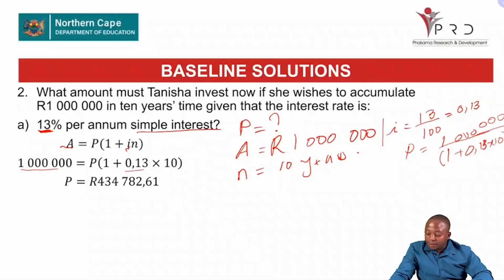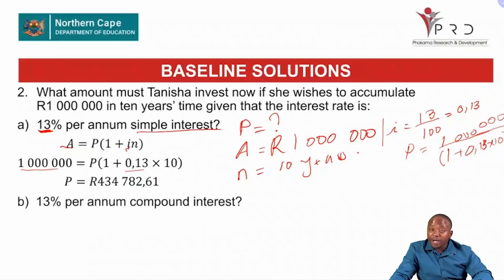Now let us see number B. So number B says Tanisha still wants to accumulate 1 million in 10 years' time. But now she checks her options to say, what happens when I actually invest this at a compound interest? Now let us see what happens. So the data is still the same.